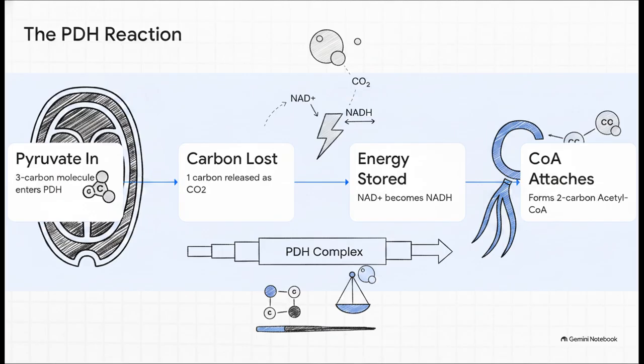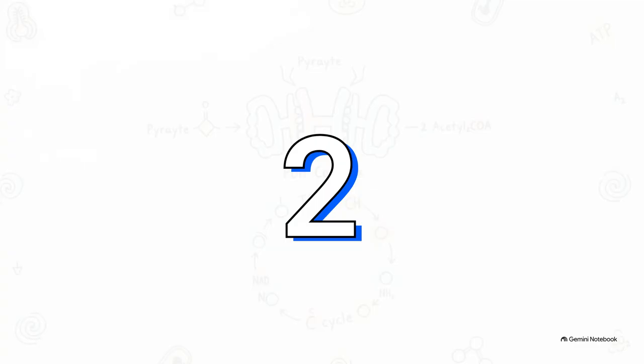It gets clipped off and released as carbon dioxide, which, by the way, is exactly why you exhale CO2. At the exact same time, a molecule called NAD+ swoops in, picks up a pair of high-energy electrons, and becomes NADH. Finally, coenzyme A attaches to our remaining 2 carbons, and the result, we have our 2-carbon acetyl-CoA. So just to recap that, 3 carbons went in, 2 carbons came out, 1 CO2 was lost, and 1 NADH was generated. But wait a second, you've got to remember our origins here.